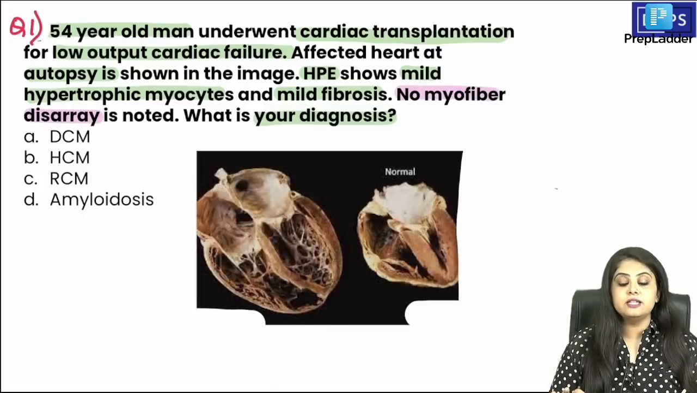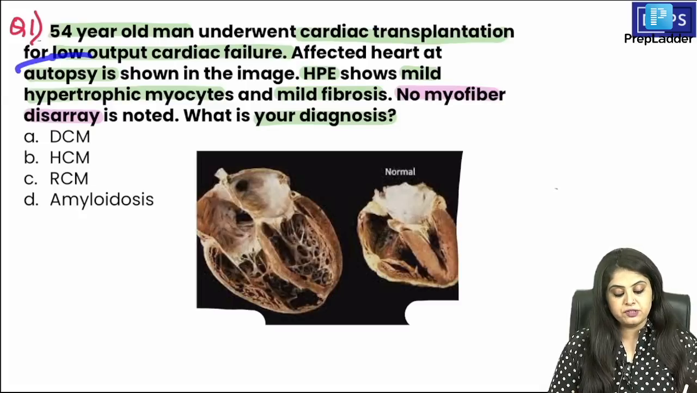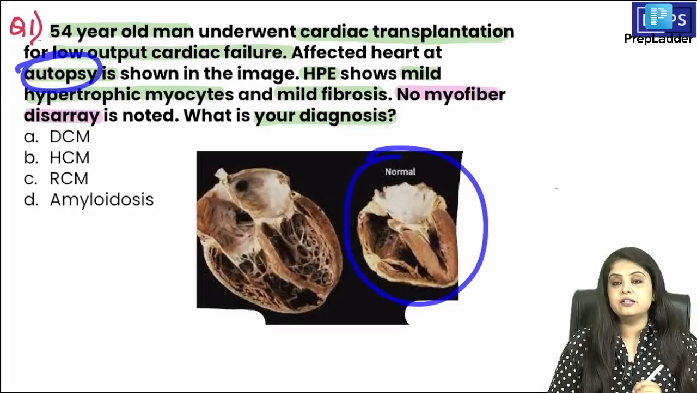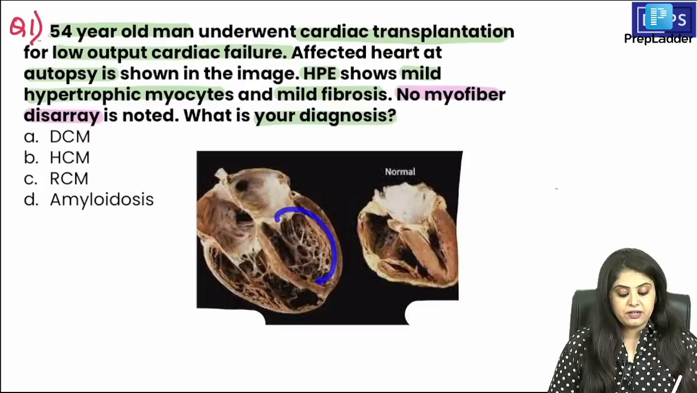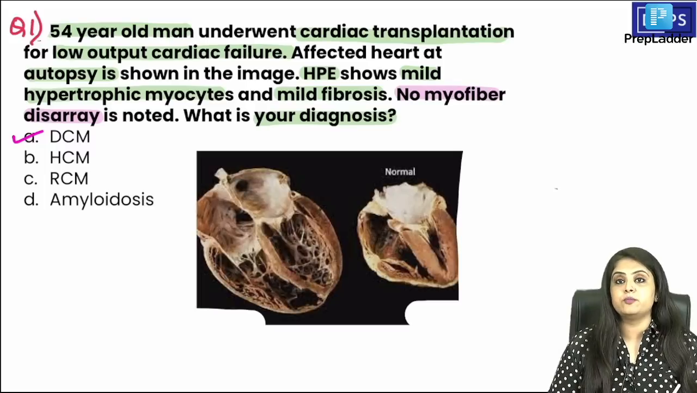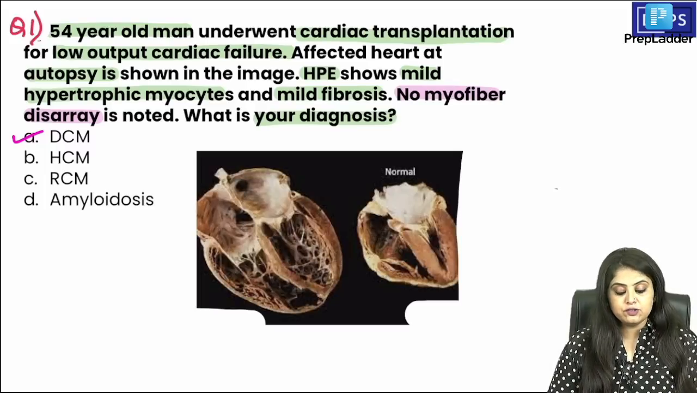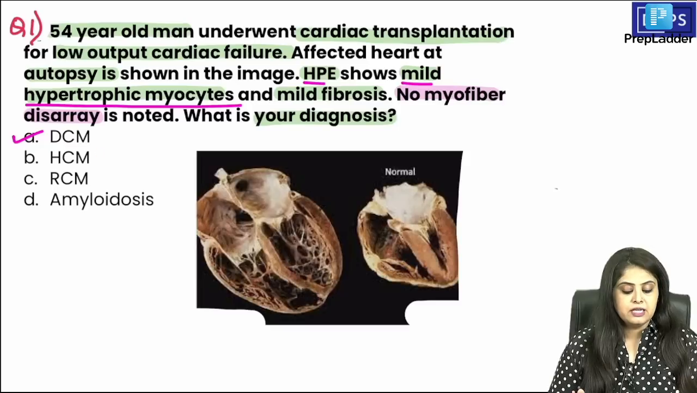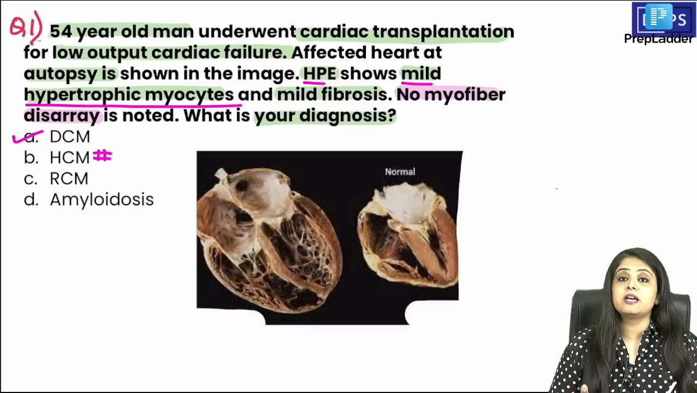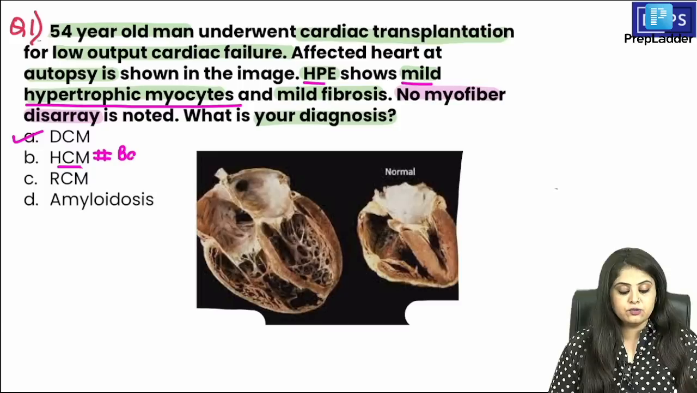Now that's actually the giveaway, because as soon as you see the autopsy picture, you can certainly see there is a normal heart given, and in comparison to the normal heart, I can see that all the 4 chambers seem to be dilated. On the basis of this, I think it is dilated cardiomyopathy. But then they said that histopathology shows mild hypertrophic myocytes, which everyone would think is hypertrophic cardiomyopathy. But I hope you've not forgotten that in hypertrophic, number one, the shape of the heart is going to be a banana shaped heart, which I do not see over here.